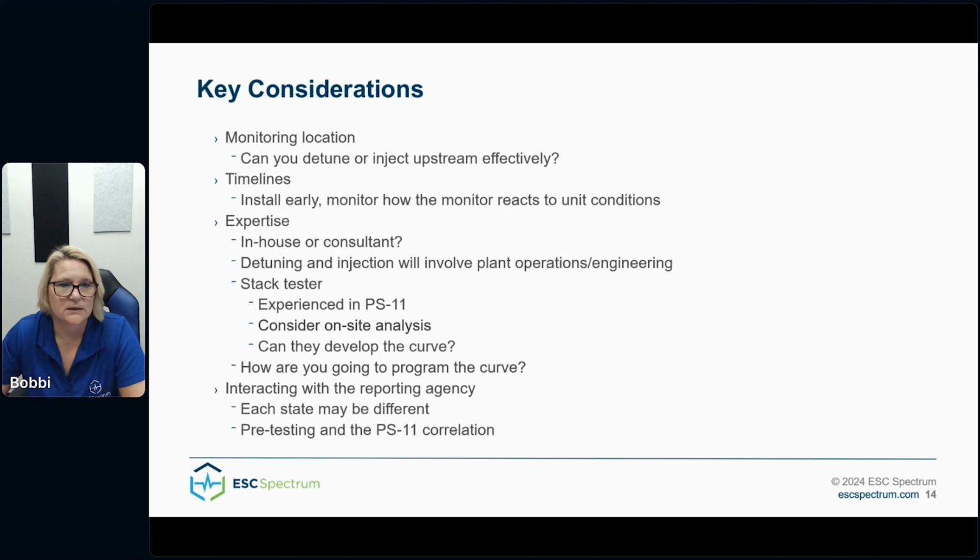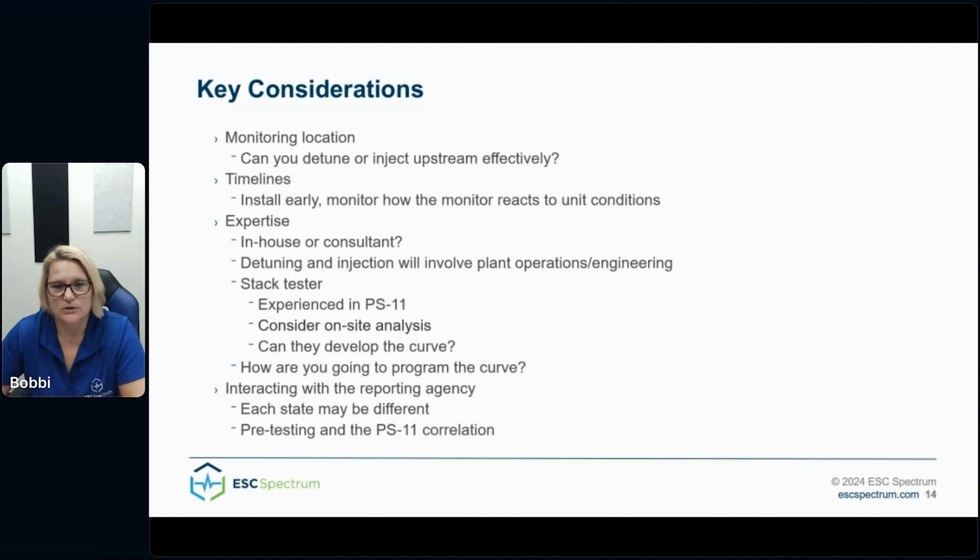So some key considerations, selecting your monitoring location. Yes, it must be representative of your flue gas stream, but can you detune or inject upstream effectively? Timelines. Install early and note how the monitor reacts to a full range of operating conditions. Expertise. Do you have the necessary expertise in-house, or do you need to hire a consultant?